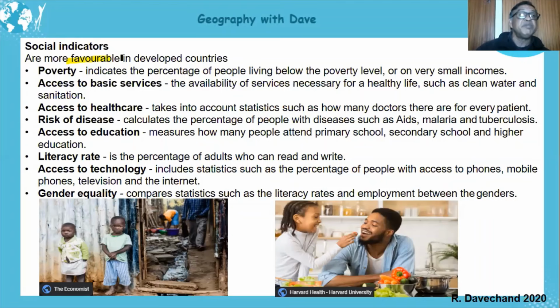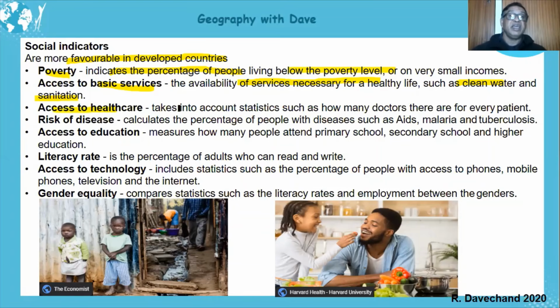again, they're more favorable in developed countries. They're better off, like poverty, which indicates the percentage of people living below the poverty line with very small incomes. Access to basic services, you know, sanitation, clean water, piped water, etc. The services available necessary for a healthy life, such as clean water and sanitation, affect development also, because the quality of life is affected, and it's more in the less developed countries.